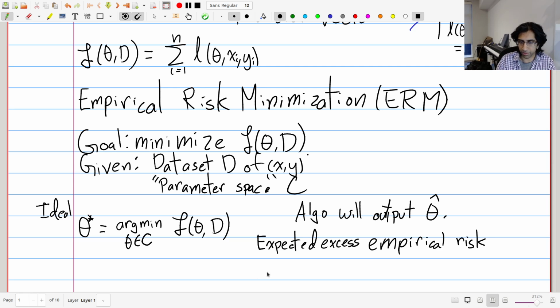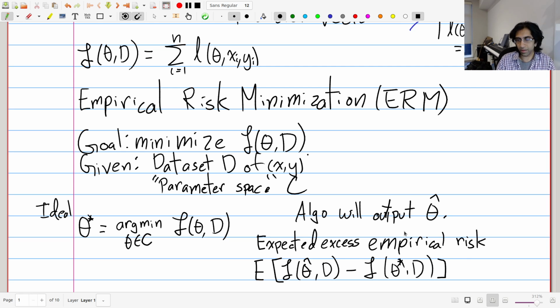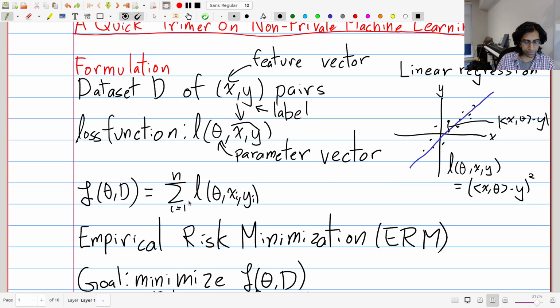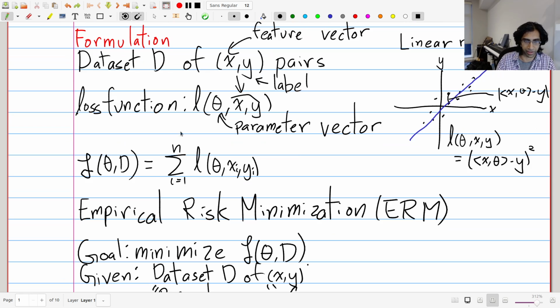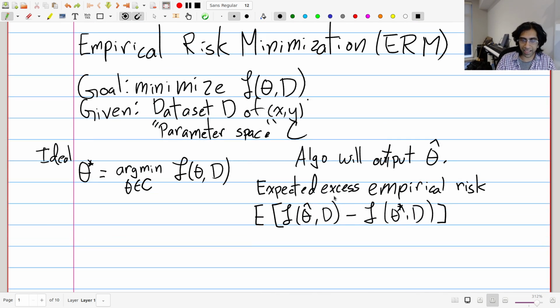Let's try to unpack this. Let me write the quantity first: it'll be the expectation of the loss of theta hat on D, minus the loss of theta star on D. So why do we call it empirical risk? The empirical risk just means we look at the loss when it's summed over the actual data set. So it's empirical because it's really dealing with the data set itself. It's excess because if theta hat equals theta star, then we would have zero loss in comparison to the optimal solution, which may not be zero. So really it's looking at how much more error you incur than the best possible solution, which is why we call it the excess empirical risk.